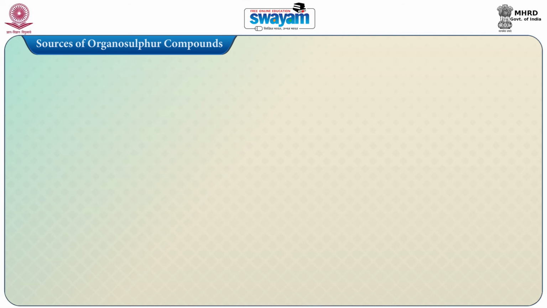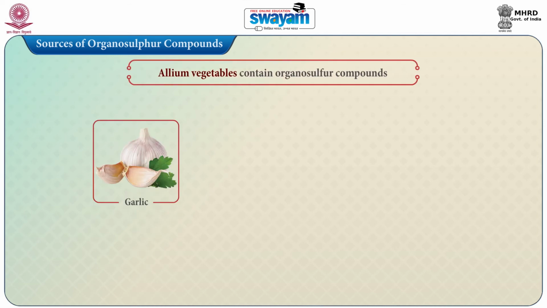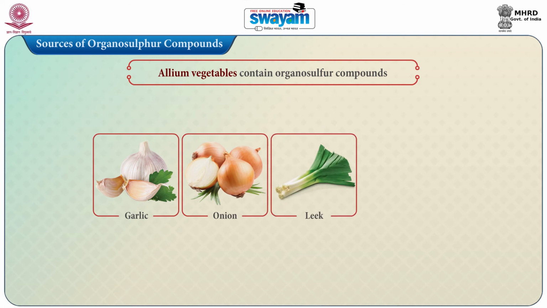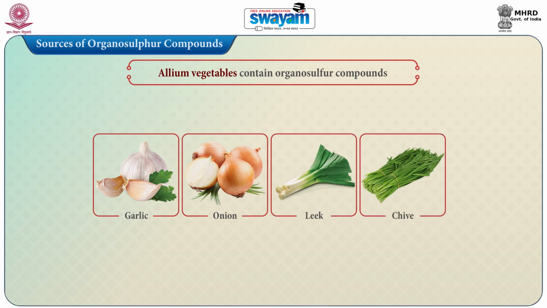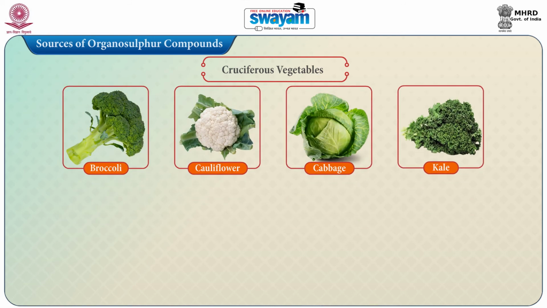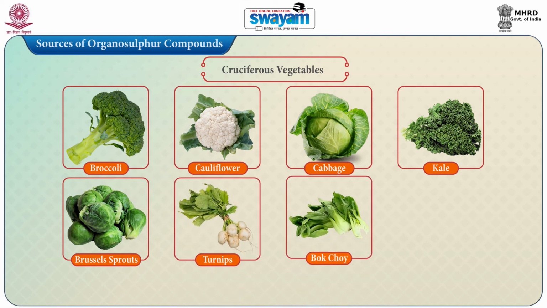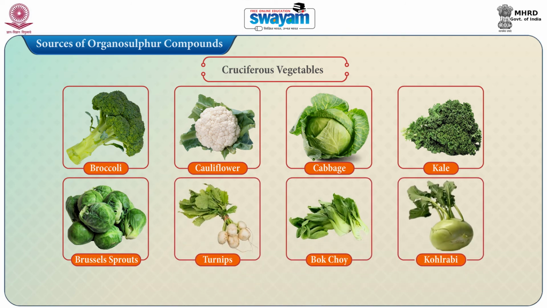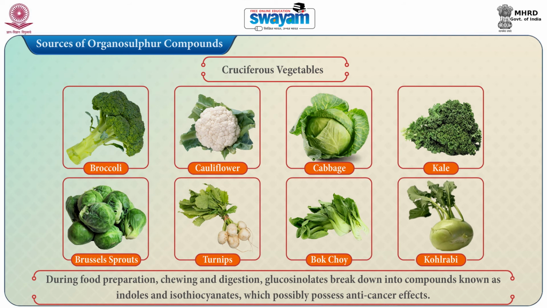Now sources of organosulfur compounds. Allium vegetables such as garlic, onions, leeks and chives contain organosulfur compounds. Cruciferous vegetables such as broccoli, cauliflower, cabbage, kale, Brussels sprouts, turnip, bok choy and kohlrabi are rich sources of sulfur containing substances known as glucosinolates, which impart a pungent aroma and slightly bitter taste. During food preparation, chewing and digestion, glucosinolates break down into compounds known as indoles and isothiocyanates, which possibly possess anti-cancer effects.